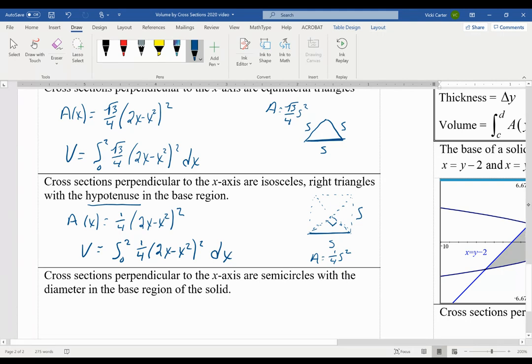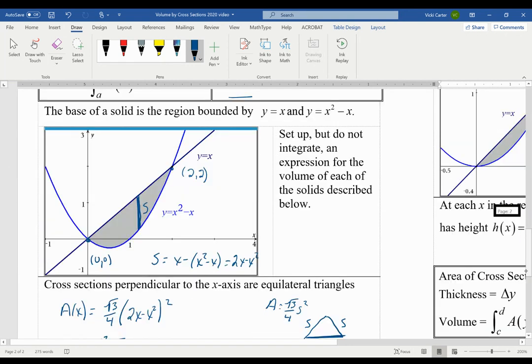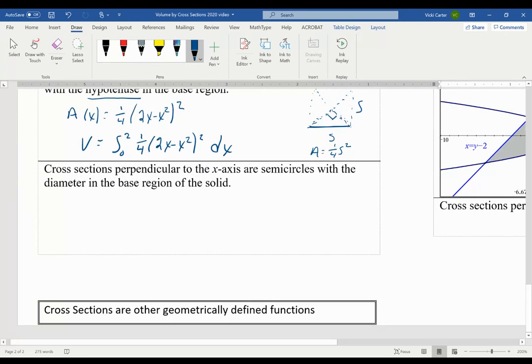Okay, I think our last example is to look at a semicircle. So cross sections perpendicular to the x-axis are semicircles with the diameter in the base region. So let's draw a picture. So there's our slice again. That's a little slice that comes out of the picture, and so we've got a little semicircle here. Now what we should realize is that the slice length is actually the diameter of the semicircle. The radius is 1/2 the diameter, which means it's going to be 1/2 of S.